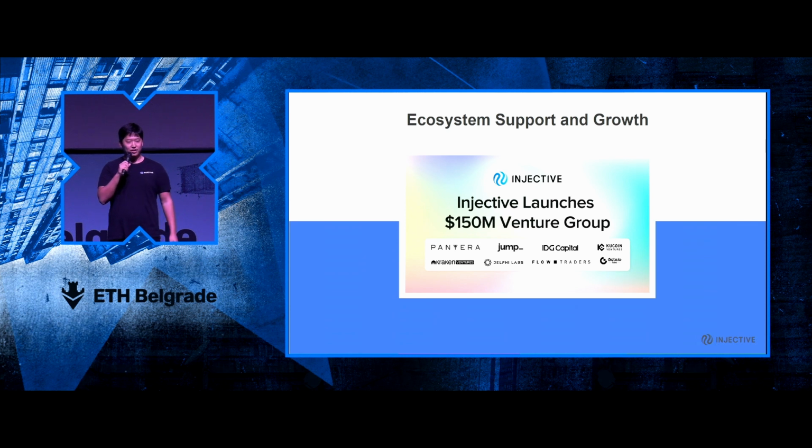Finally, I'll talk a little bit about the ecosystem venture group. So Injective has a $150 million venture group for builders and projects to come all the way from the idea phase to the launch phase and beyond. As I mentioned, Injective is one of the fastest growing ecosystems. So definitely, if you're interested in DeFi and building the next generation of finance, come meet us, come talk to us.